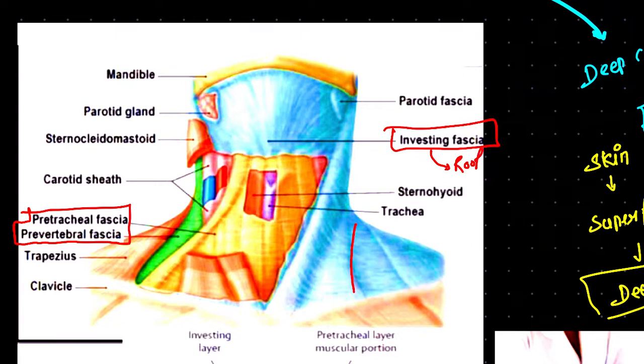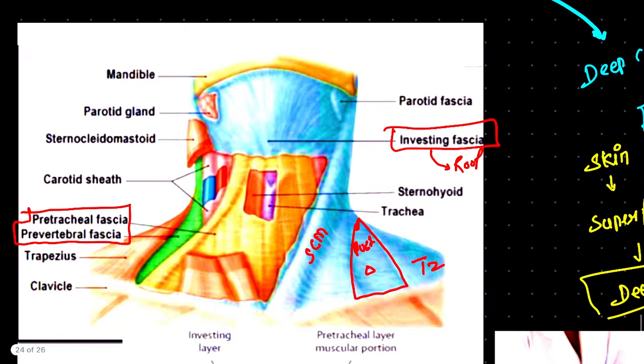Now where is our posterior triangle? Posterior triangle is somewhere right here. How did we come to know that this is the posterior triangle? Because this is the sternocleidomastoid muscle and this is the trapezius muscle. It is bounded by these two things. As you can see, the roof is formed by our investing fascia. That's all.